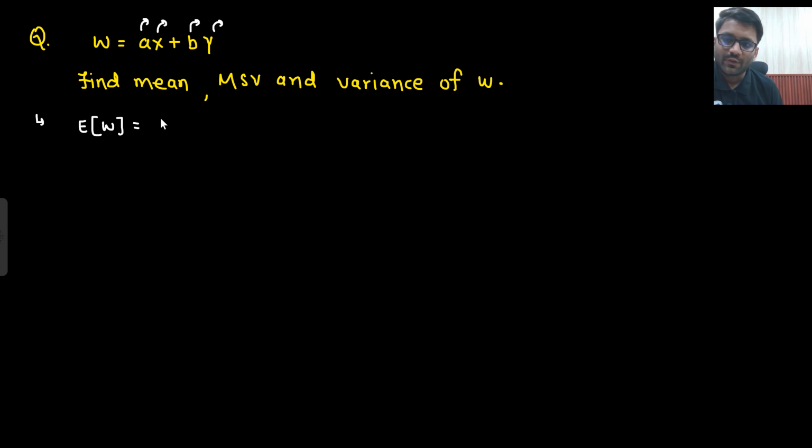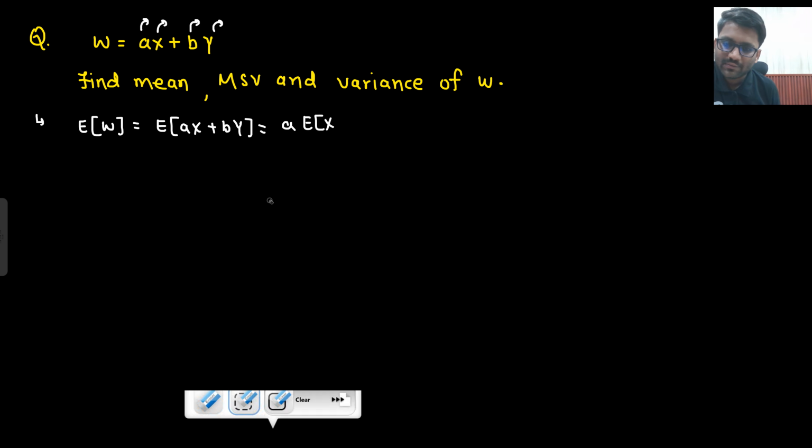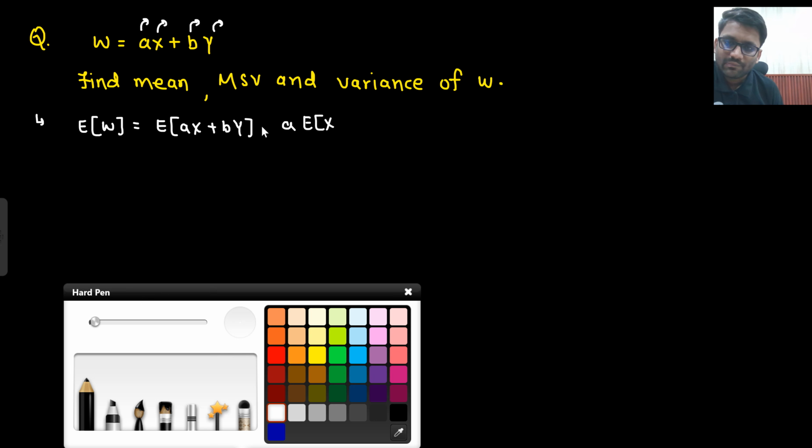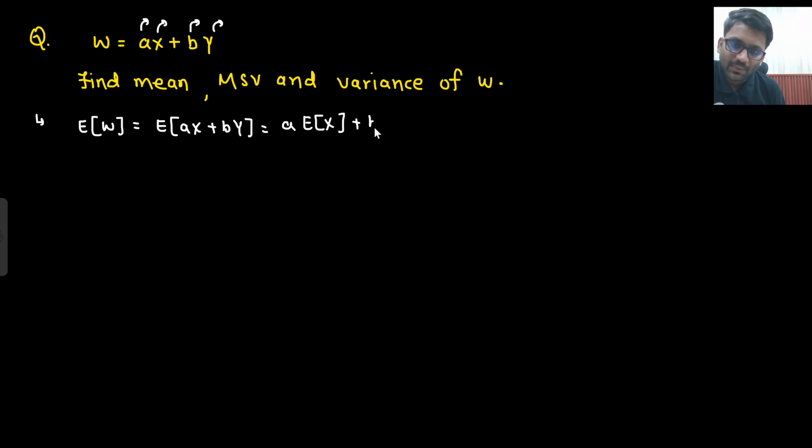We need to find the expectation of random variable W. That is equivalent to the expectation of AX plus BY. A is a constant, so A into expectation of X plus B into expectation of Y. Expectation of X is mu X and expectation of Y is mu Y. So expectation of W comes out to be A mu X plus B mu Y. Everyone would have done it, right?